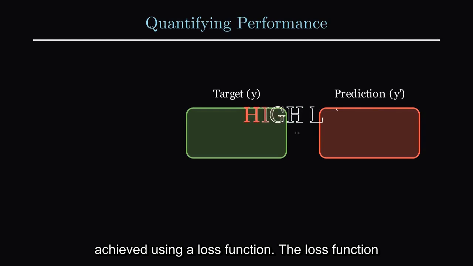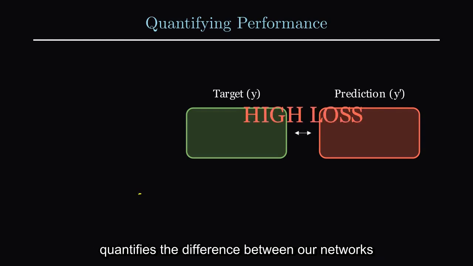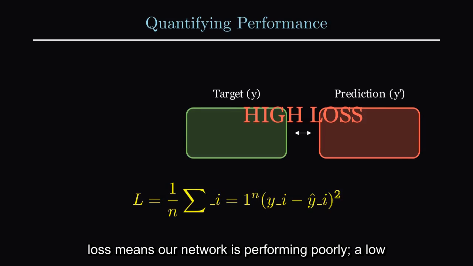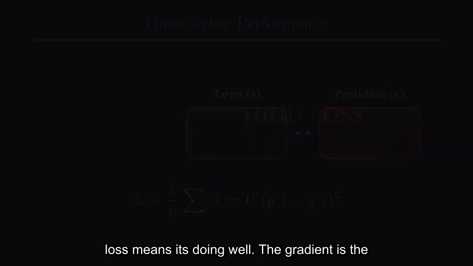The loss function quantifies the difference between our network's predictions and the actual correct answers. A high loss means our network is performing poorly. A low loss means it's doing well.